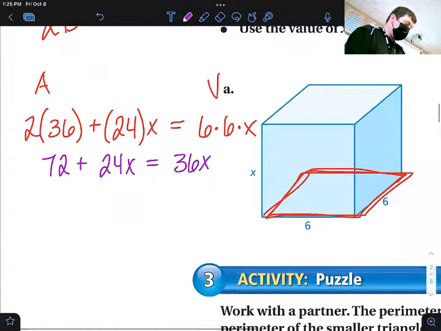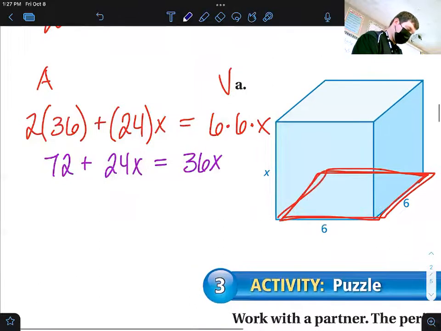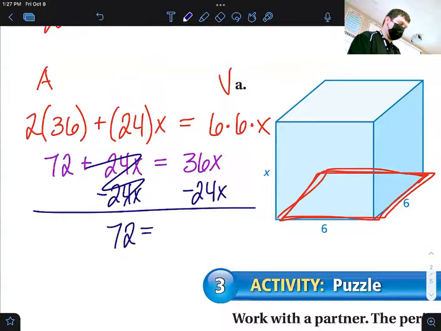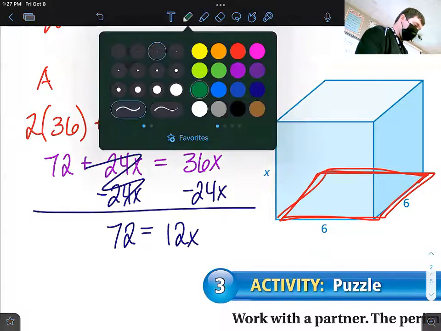Interesting. Okay, so now we're going to do what? Carson? I'm going to take the x from one side to the other, so you take the 24x minus both sides to put it on the side of the 36. Okay. What is 36x minus 24x? Carson? 12x. Okay. Alex, what would I do now? Perfect. Alex, what do you get when you divide by 12?